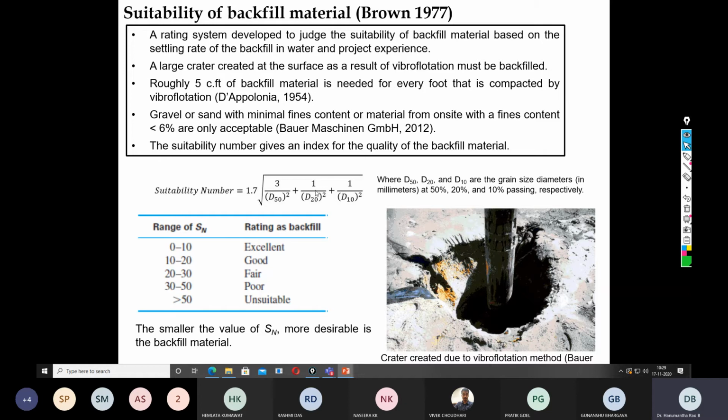Say if the suitability number of that aggregate is between 0 to 10, then it is excellent as a backfill material. If it is 10 to 20, then it is good. 20 to 30 fair, 30 to 50 poor, greater than 50 unsuitable. So we should be within the range of excellent to good. Your backfill material should fall within the range of excellent to good. Otherwise, you should simply discard it. So this is the rating system for selection of the backfill material. This basically depends on gradational characteristics only, that is D50, D20 and D10. Now this is some empirical equation.